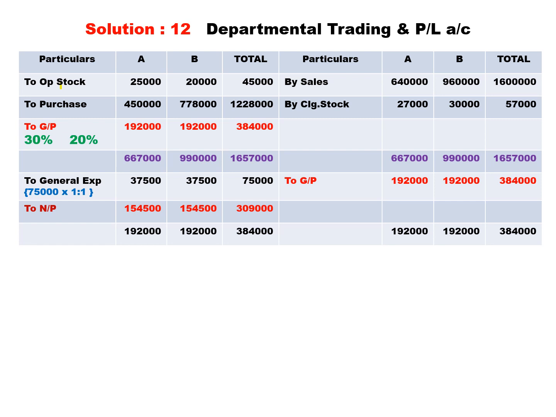Then we have this trading and P&L account. For general expenses, no information is given, so distribute equally 1:1. Thereby you get a net profit of A 1,54,500 and B 1,54,500, with a total of 3,09,000.